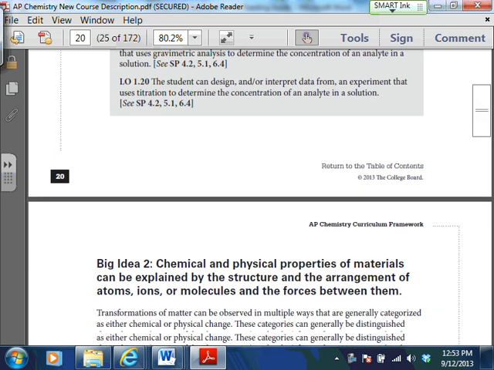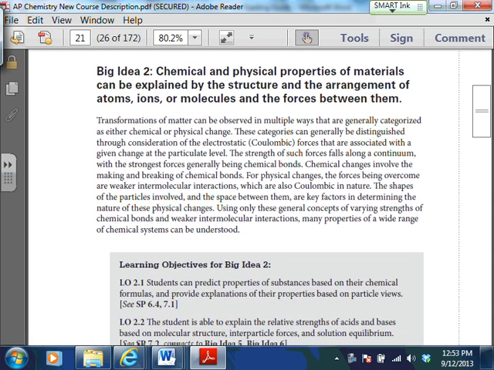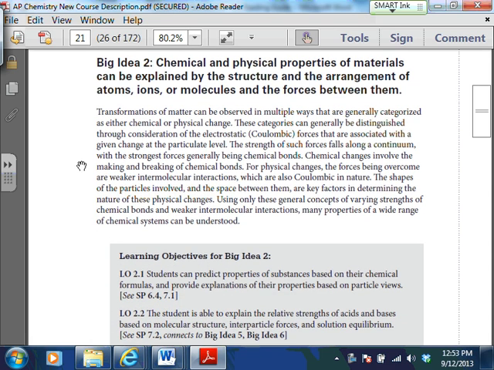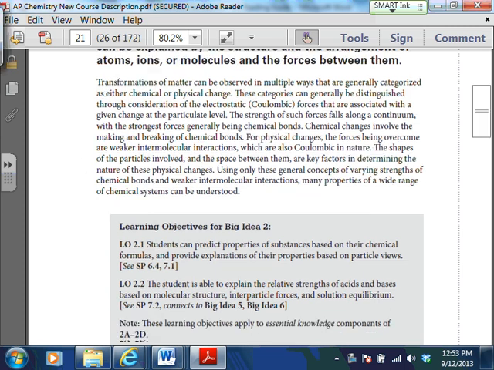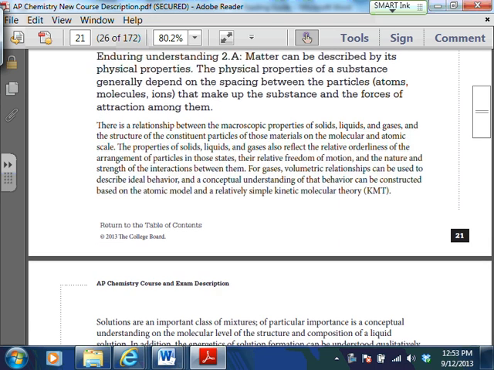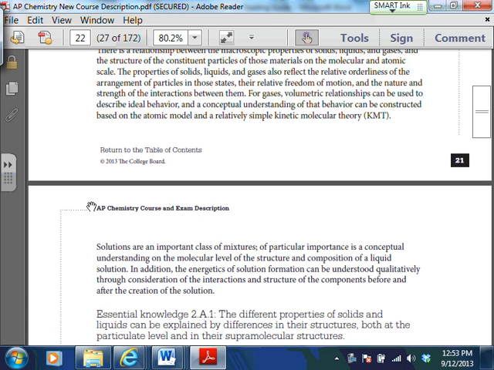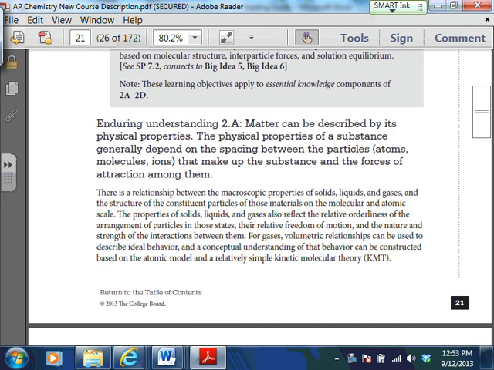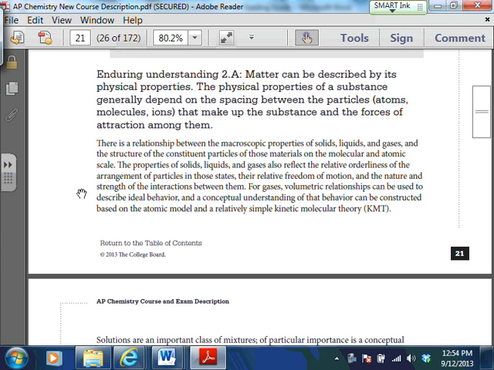All right, so then we get into big idea number 2. That talks about chemical and physical properties, and it's talking about intermolecular forces and intramolecular forces a little bit here. So that's kind of the big idea on this second big idea. Not at all the best way to say that. So then it's talking about physical properties, okay? And then I like how it's talking about the relationship of the macroscopic to the microscopic. We're really going to be focusing on that a lot this year, okay?